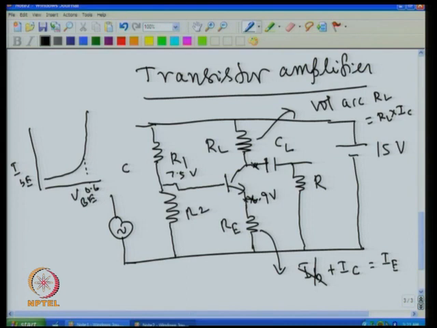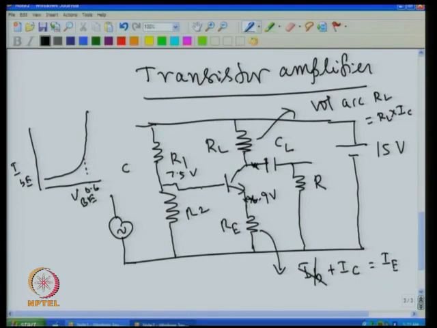So if I want to use this circuit for amplification, then I should know how much resistance I have to keep here, how much resistance I have to keep here, or other way around, what is the voltage I have to keep here. In this example I just took 7.5. So what is the ideal voltage that I have to keep at the base?